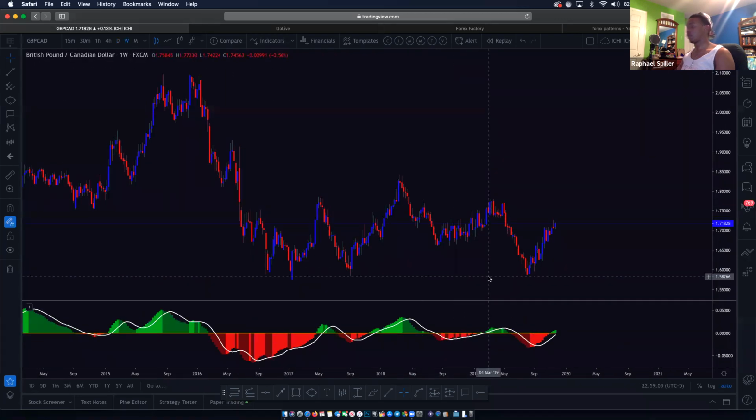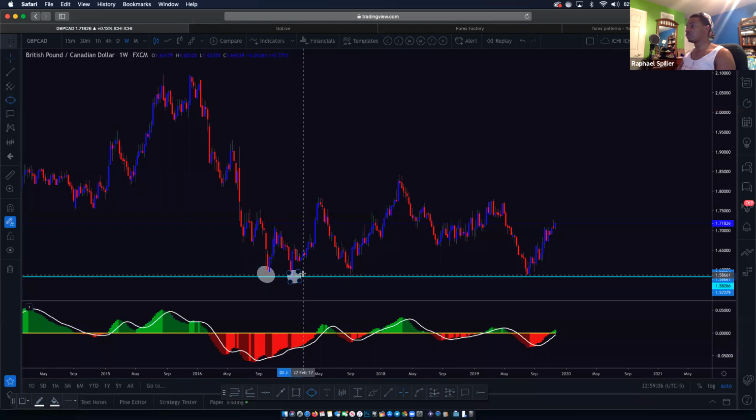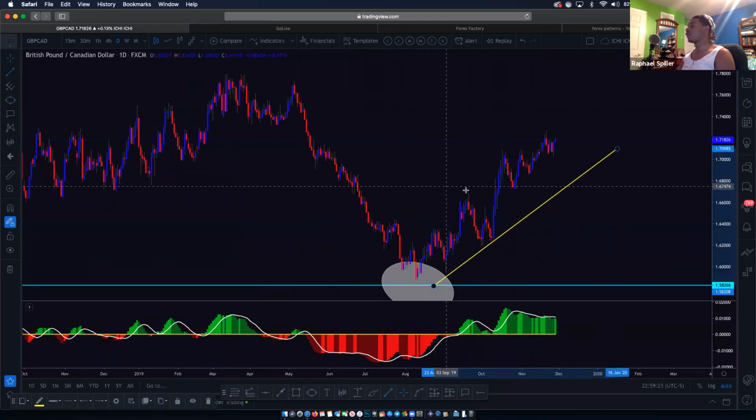I think I did. Well, GBP CAD is in the same area. Why? Because we have multiple touches in this area. Very strong level. This is what you call a major level, just like what I showed you before. A major level is when you get multiple touches in the same area on a higher time frame. That's what that means. So right now we are in an uptrend.